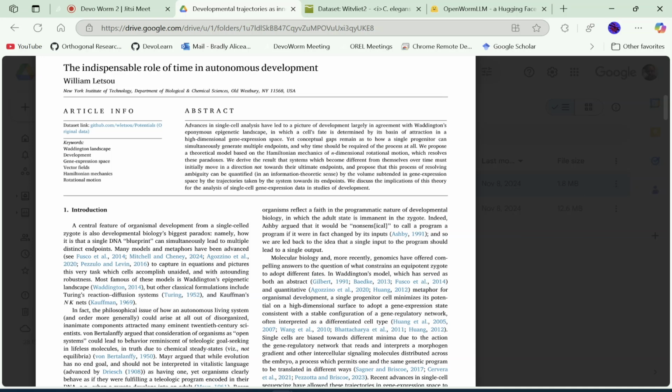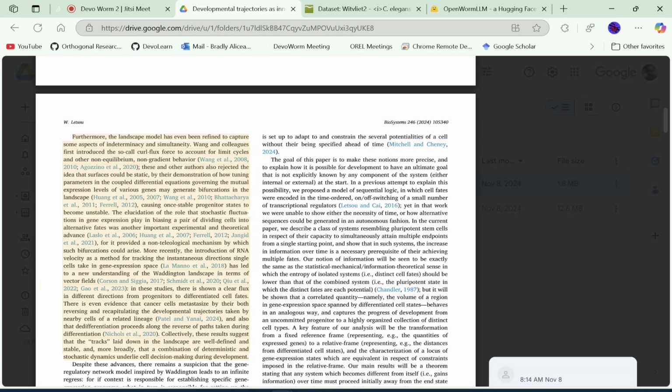So basically, he's describing the process I just diagrammed out. It was a little bit less verbose, and what I showed you was the mathematical interpretation and then the developmental context. We discussed the implication of this theory for the analysis of single-cell gene expression data in studies of development. So I've highlighted a couple of points here.